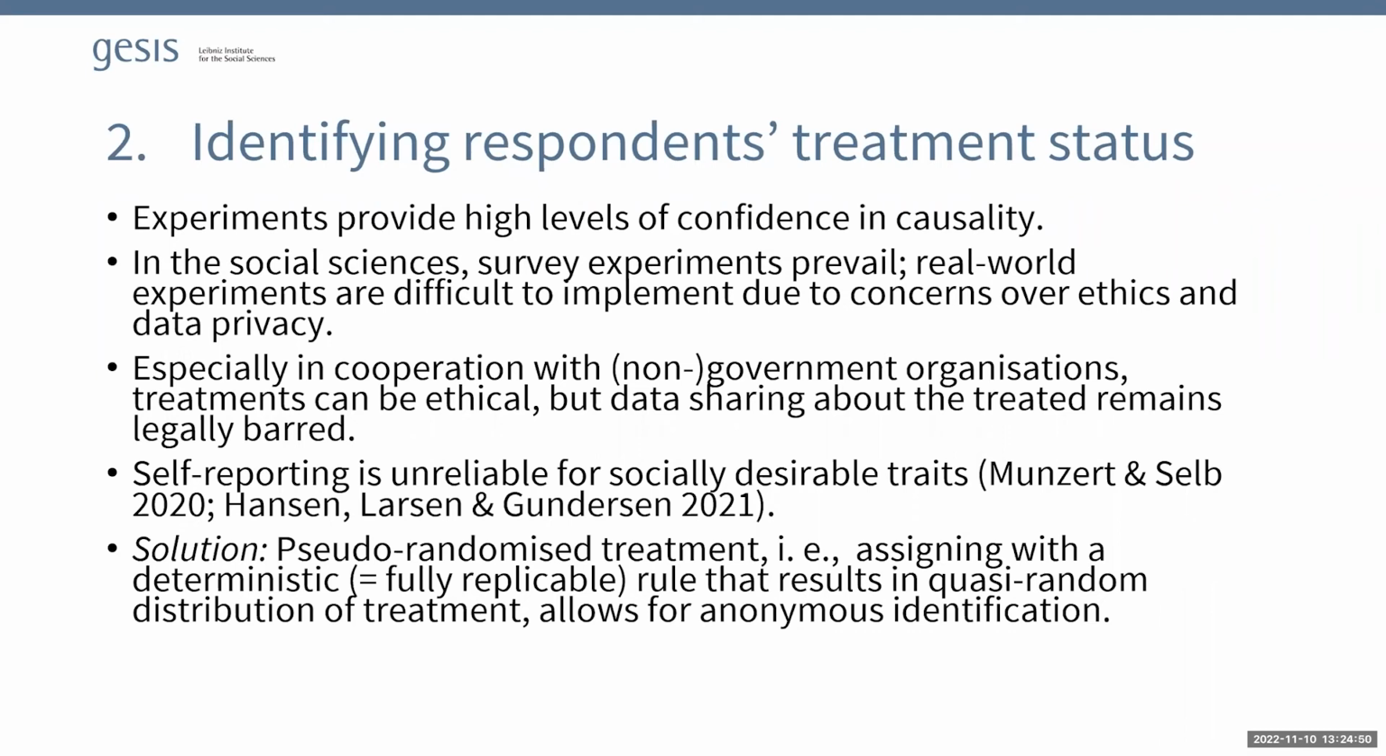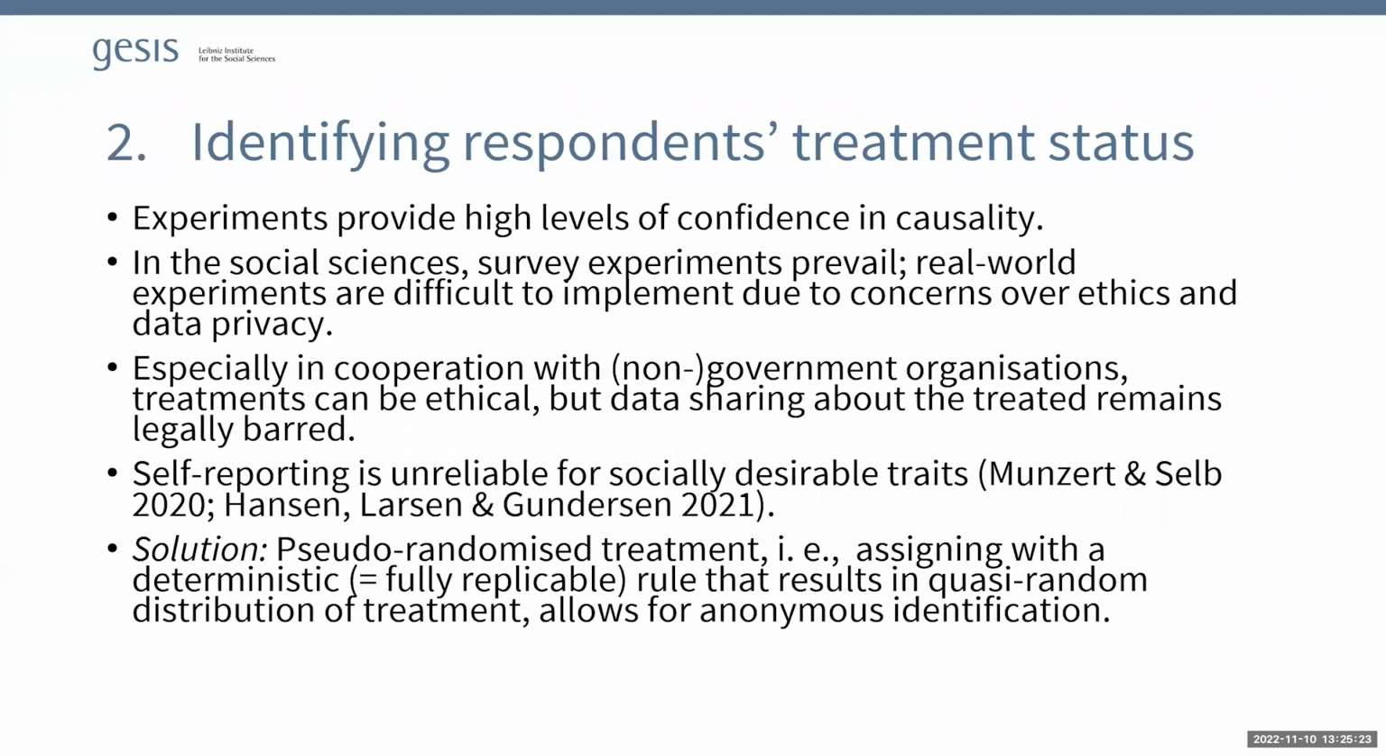Then we are still stuck with the problem of data privacy. Usually these organizations are not allowed to provide details about the treated respondents because they have not provided consent to this experiment they don't know about. What one can do is, of course, conduct a survey in the area where the treatment was employed and ask people, have you received the treatment or not? The problem with that is self-reporting is unreliable, especially for socially desirable traits.